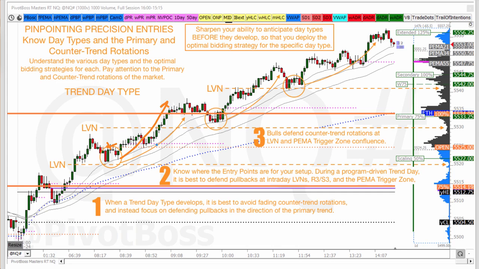I was using a mental stop, and now it's way against me. I'm just going to hold on, and hopefully it comes back. And boom, it's like, I just lost $20,000 on this trade. So it's a big deal to understand the day type ahead of time.